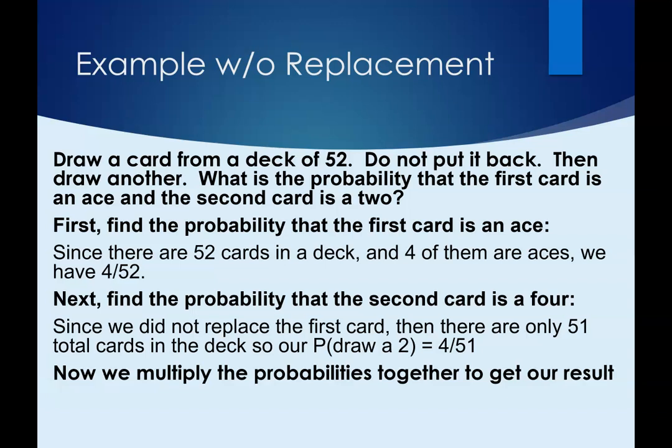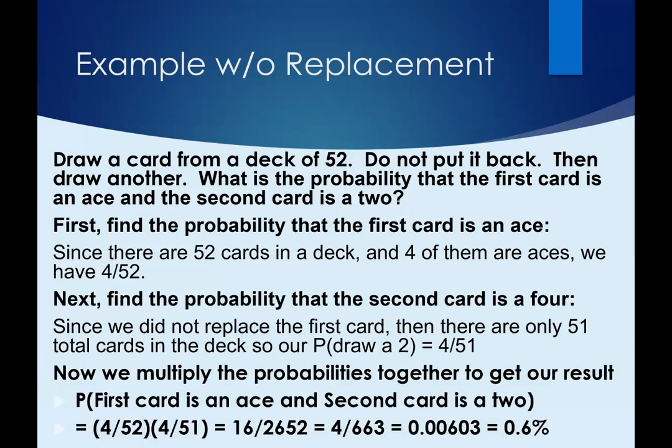So we have 4 over 52 times 4 over 51. We can reduce that and have it as 4 over 663. Convert to a decimal if we want. It depends on the problem. But if we're allowed to round, we usually round to 3 places, 0.006, and then convert to percent. So we would have 0.6% chance of getting that, which is pretty low.